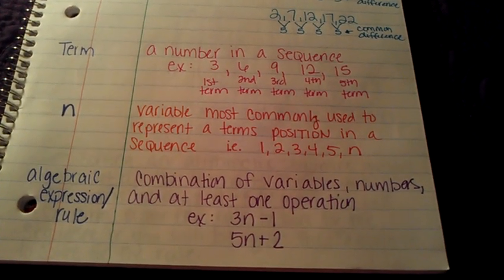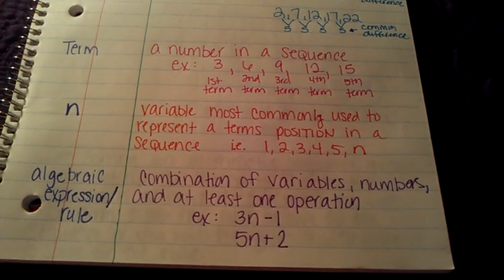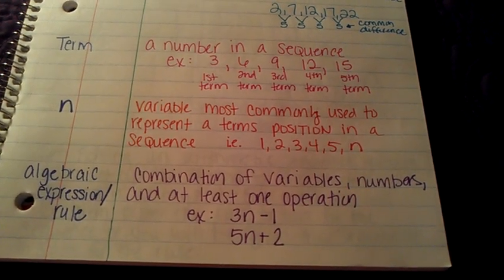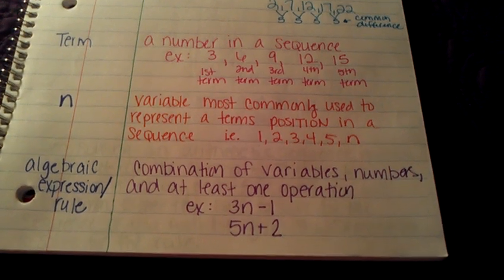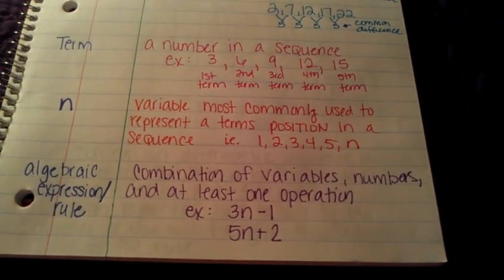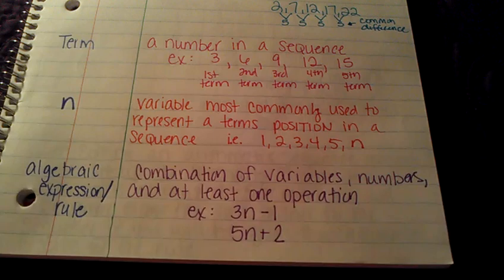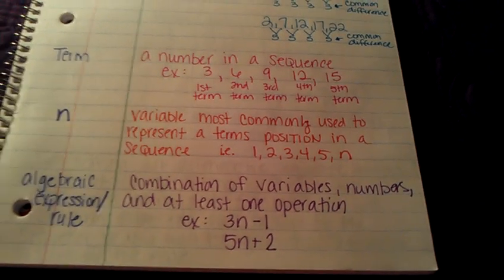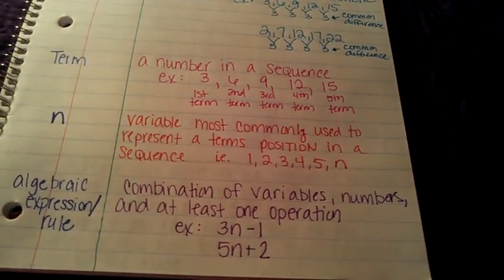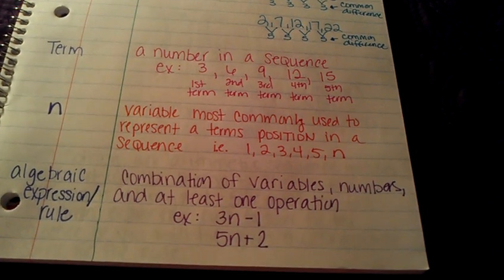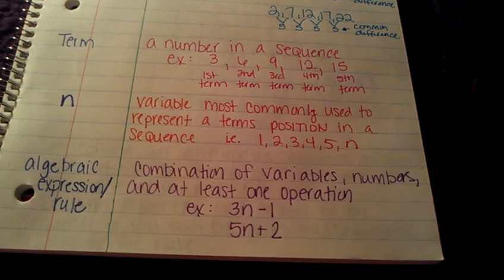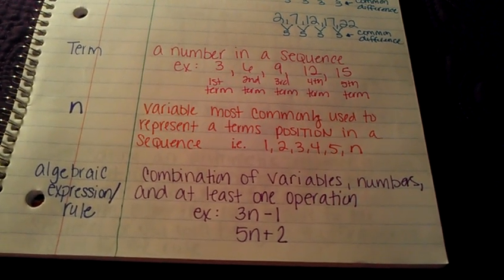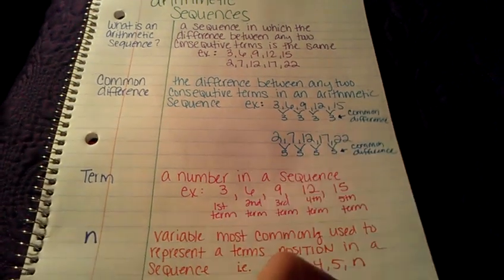Algebraic expression. It could also be called a rule. It is a combination of variables, numbers, and it has at least one operation. Here are some examples of expressions that you might see. 3n minus 1, 5n plus 2. Both of these have two operations, multiply and subtract, and then you've got multiply and add. But they do not have to have two operations. It only has to have one. Okay, so there's the vocabulary that you're going to need for this lesson.